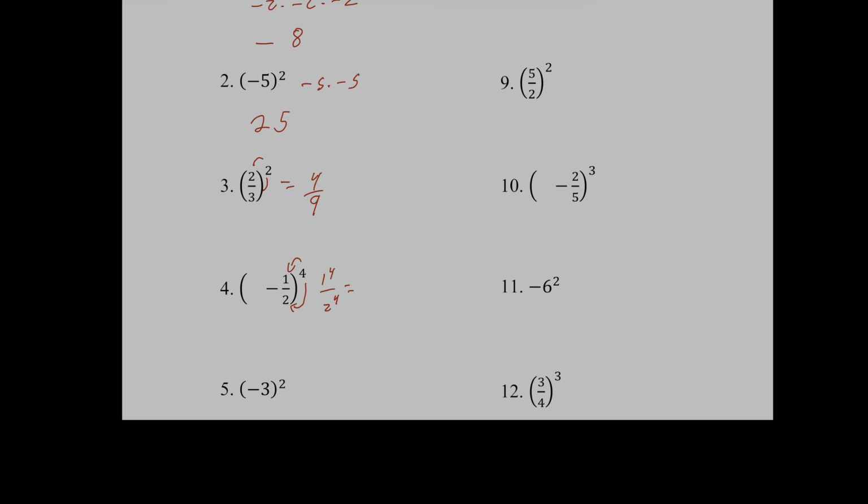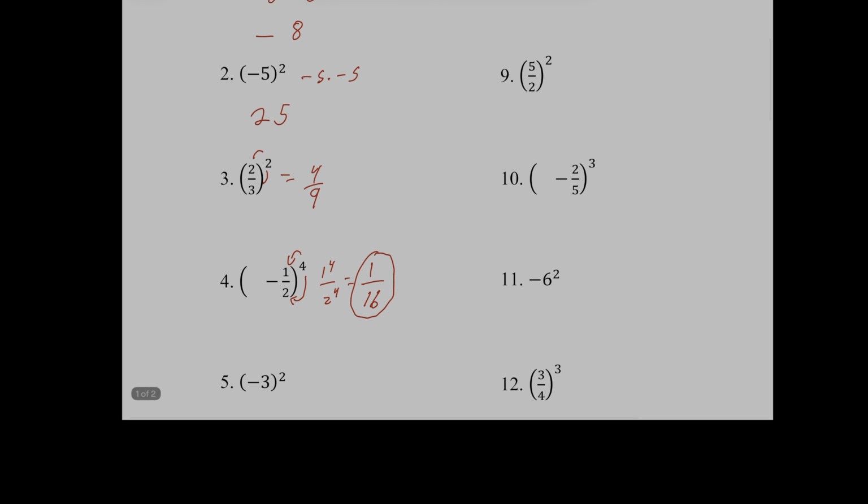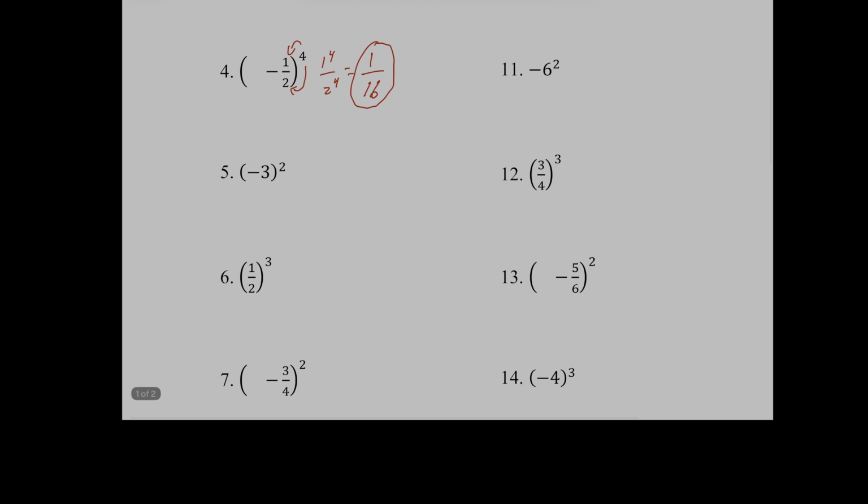1 to the 4th is 1 times 1 times 1 times 1. It's just 1. 2 to the 4th: 2 times 2 is 4. Times 2 is 8. Times 2 is 16. Now, I know that I'm going to have 4 negative signs. Well, if I have 4 negative signs or any even amount of negative signs, my answer is positive. So I know right now that's my answer. My answer is positive. Number 5, I'm going to have 2 negative signs, so my answer is going to be positive. Boom.